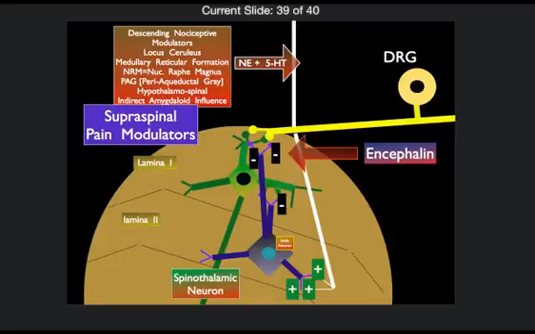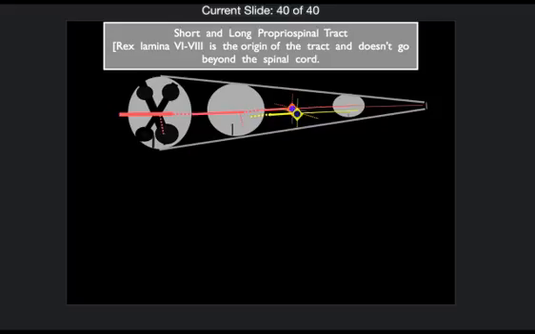It increases potassium ionic conductance, so that hyperpolarizes. Now I'm going to end with this. Short and long propriospinal tract. It's intraspinal, as I commented on earlier. It runs on the periphery of the gray matter of the column, the gray column. It has long and it has short.